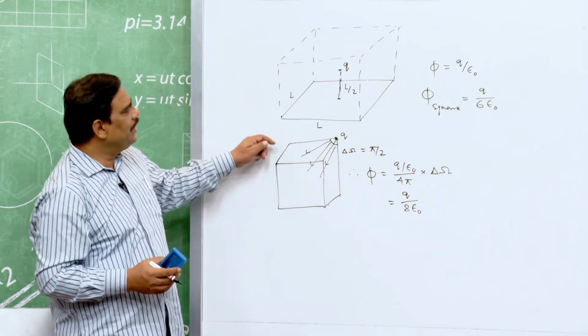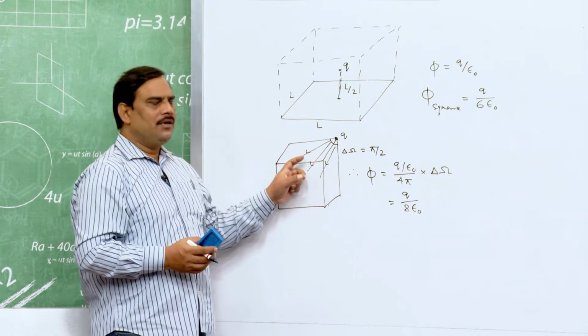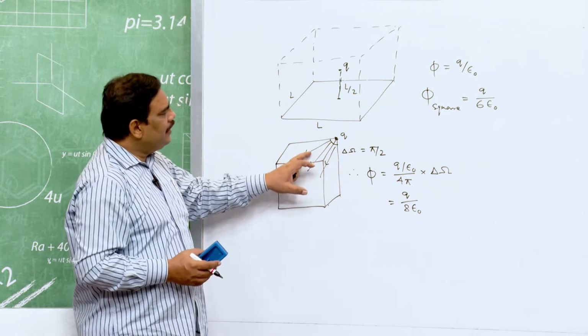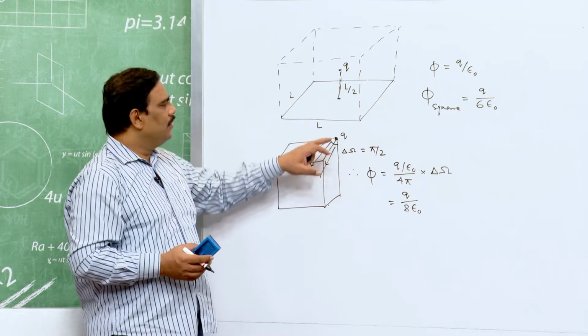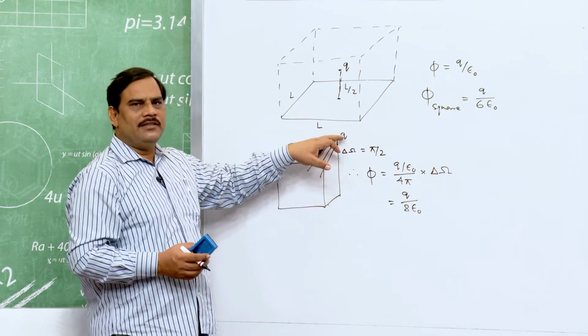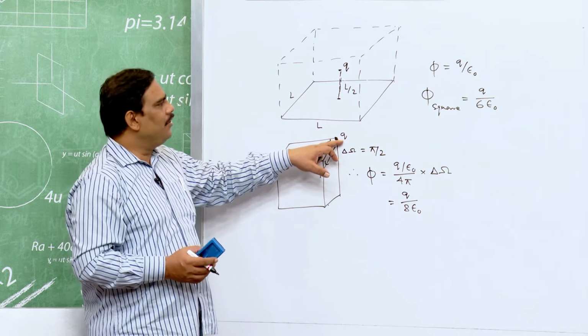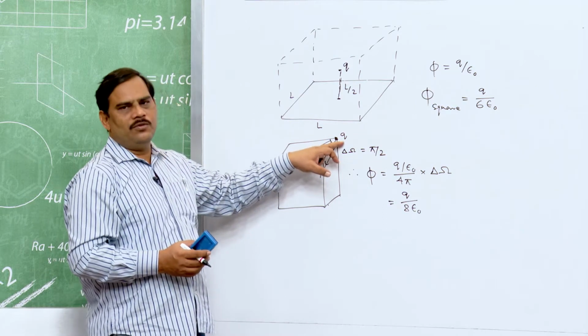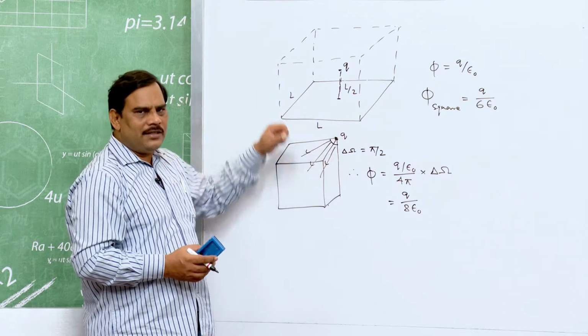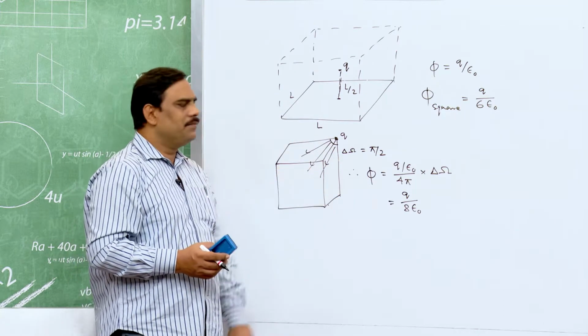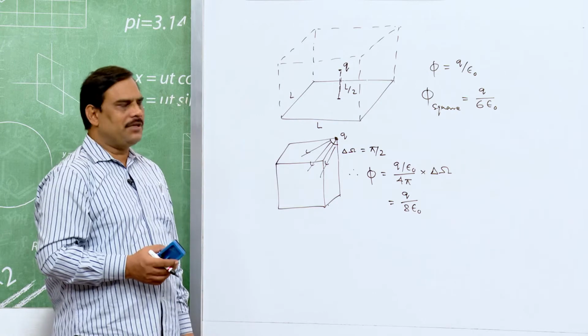Physically also we can visualize the situation that if I set 8 such cubes, the charge q will be entirely inside the system, giving us the total flux q by epsilon 0. So, through each cube we will get a flux of q divided by 8 epsilon 0.